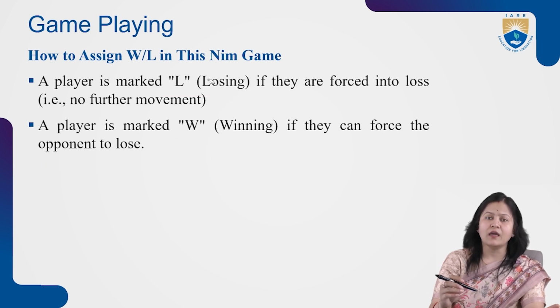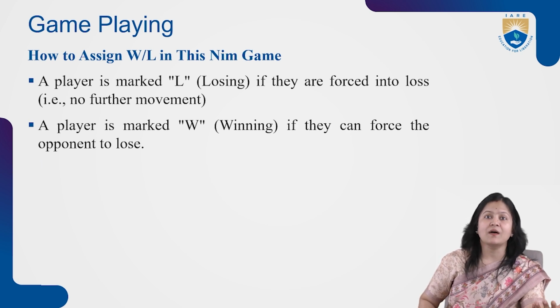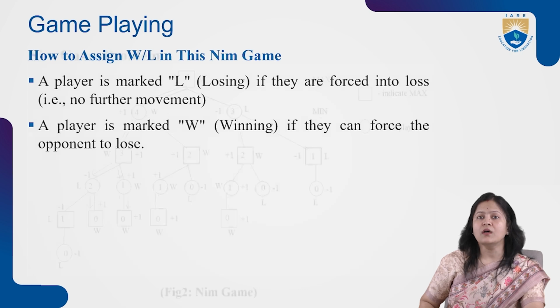Normally in a two-player game with the minimax strategy, Max always tries to win the game, and the same thing, the Min player also tries to win the game. At least it tries to prevent the Max advantage. So using that concept, we will apply this L and W to the non-leaf nodes.